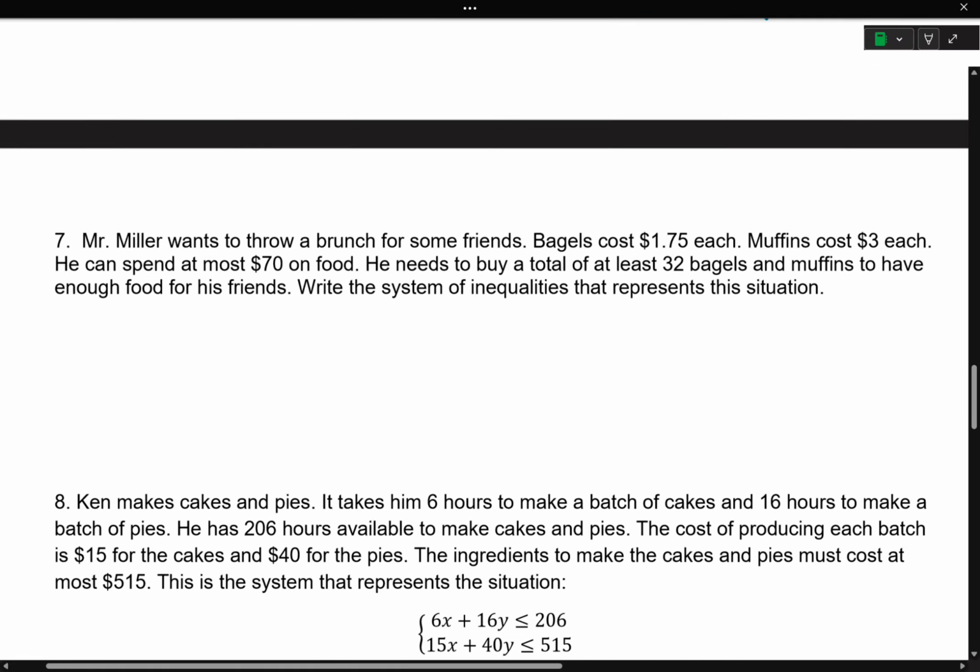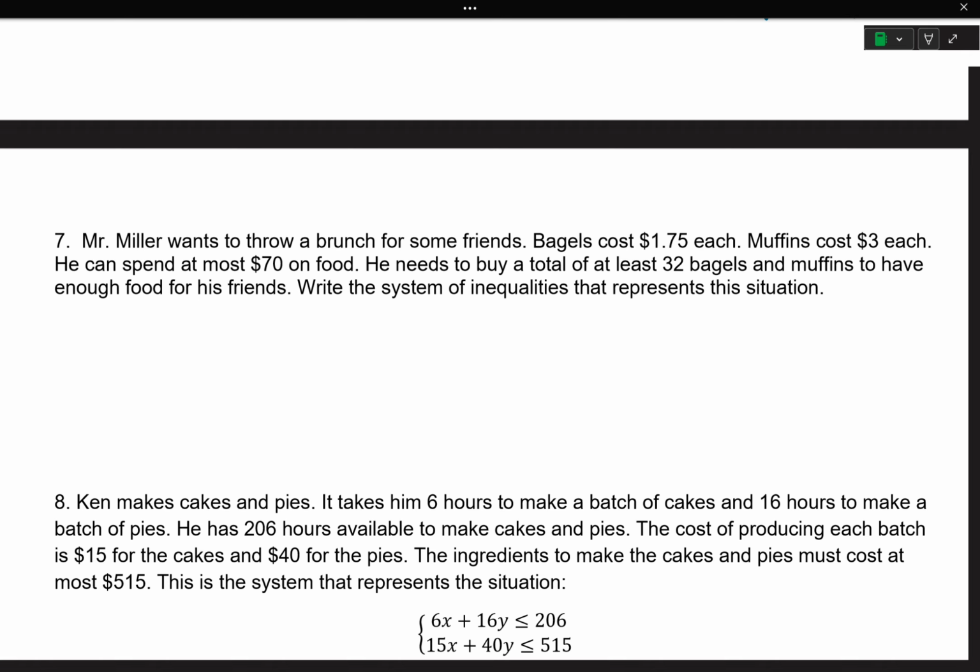Number 7. Ooh, we're going to write a system of inequalities. Mr. Miller wants to throw a brunch for some friends. Bagels cost $1.75 each. Muffins cost $3 each. He can spend at most $70 on food. He needs to buy a total of at least 32 bagels and muffins to have enough food for his friends.